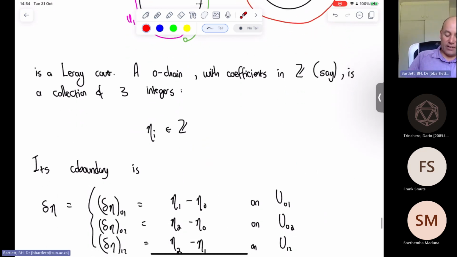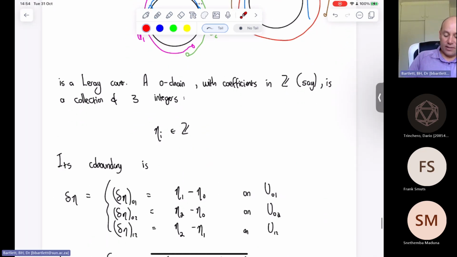The co-boundary of that zero chain would be a 1-cochain, or I would call this a 0 co-chain. It sort of depends on how you're indexing these things.